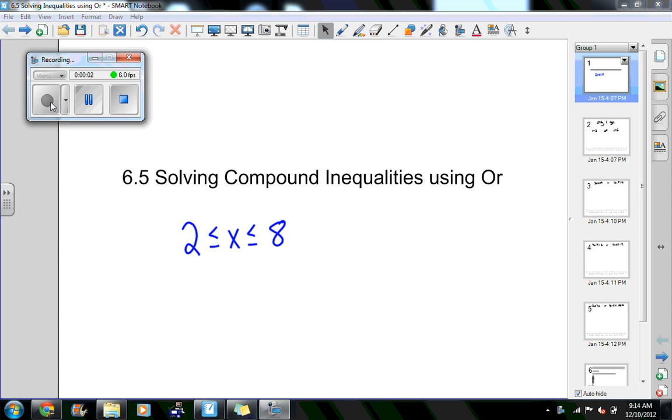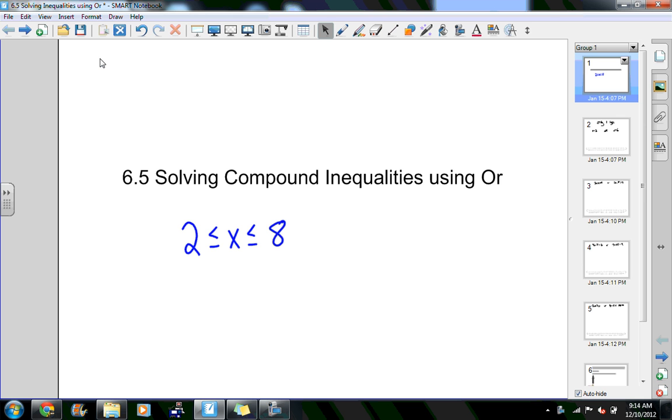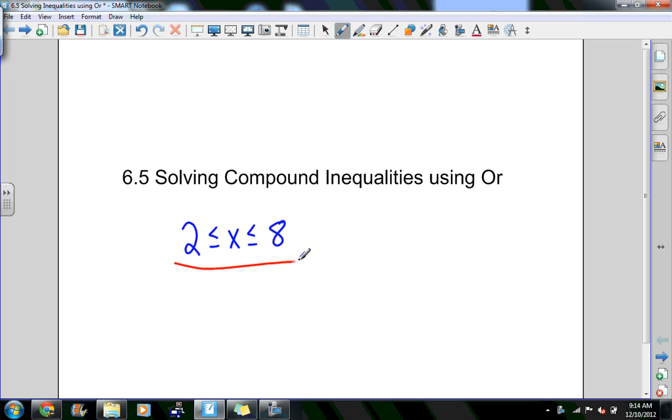Today we're going to be working on section 6.5, which is really similar to 6.4. As a review, AND statements were here. This is an AND statement, and that means that the value we're looking for can be any number that's between 2 and 8. So like 4, 7, 6.3, something like that would be a solution to this AND statement.